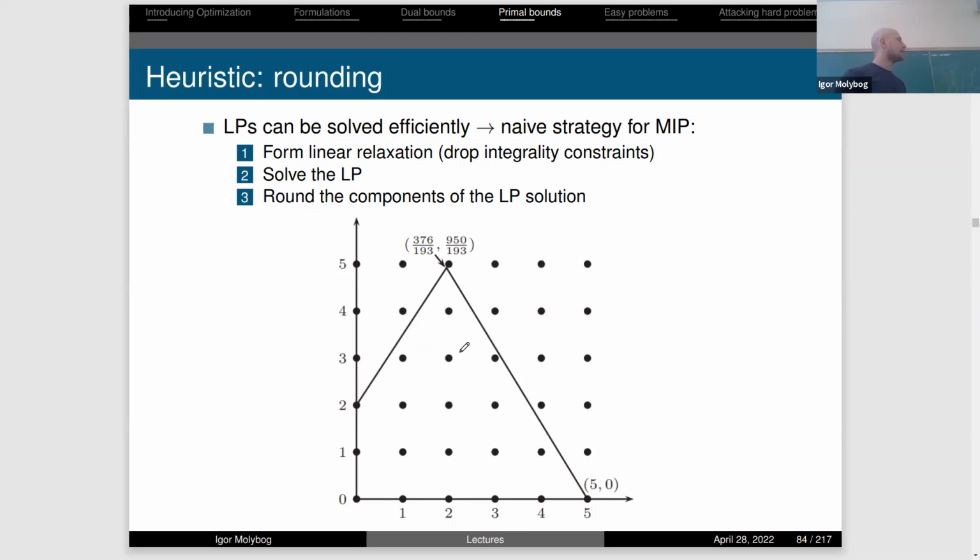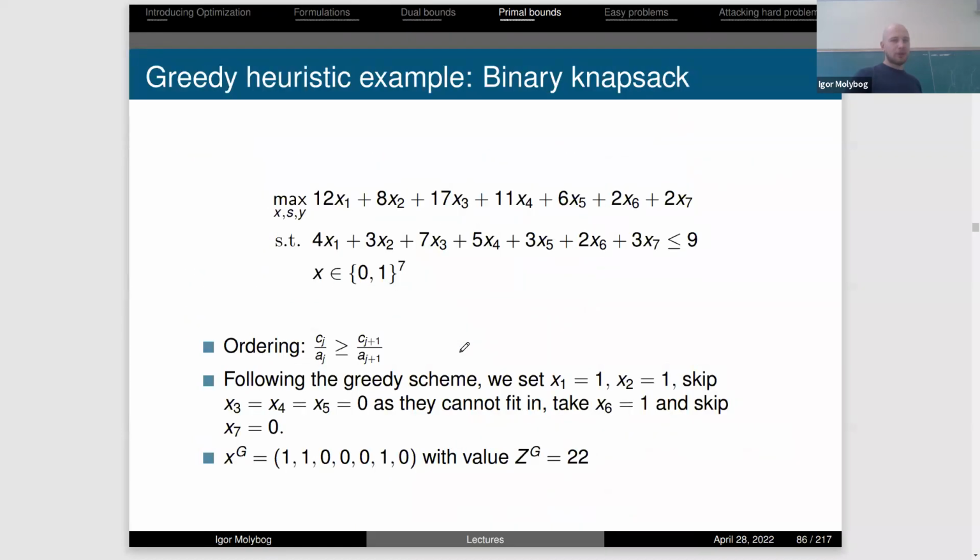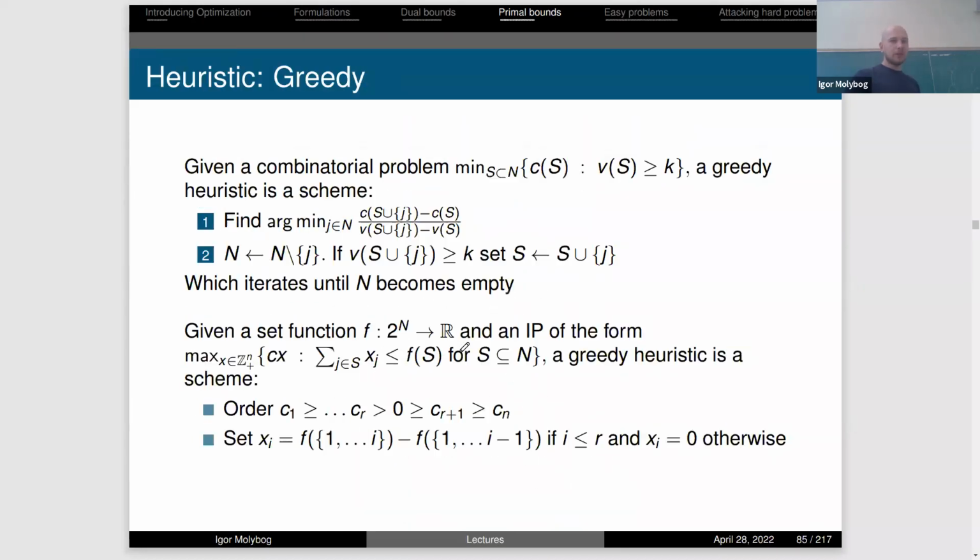We have realized that the only way to construct a primal bound is to actually find a feasible solution, and for that there could be some algorithms that are not guaranteed to find us an optimal solution, but at least find a good feasible solution. Some of the heuristics were rounding, and also the greedy heuristic, which is a very interesting and important heuristic.